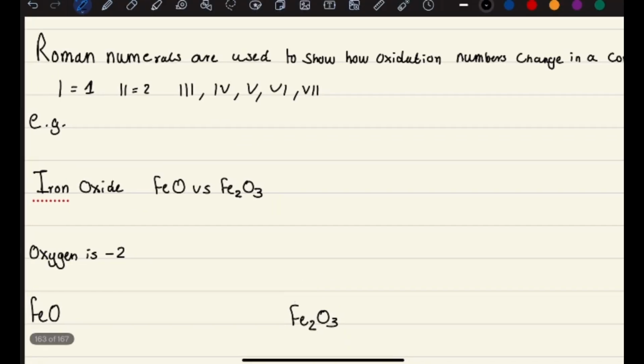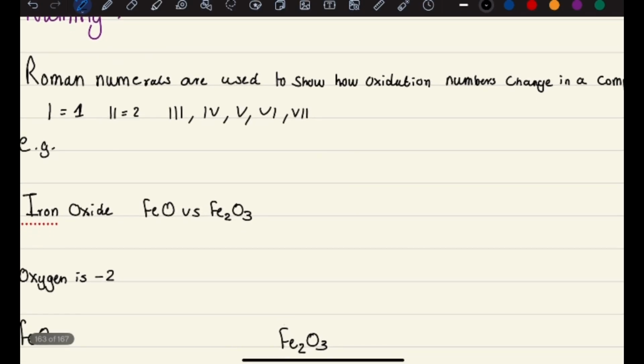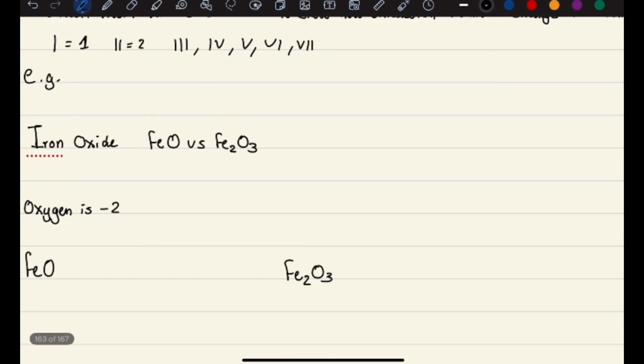So let's go into an example of why this naming thing is important. I've got iron oxide, yeah? So I've just been told it's iron oxide. I need to figure out if it's FeO or Fe2O3. Just note both of these, we can accept, are going to be called iron oxide. But how do we differentiate it?